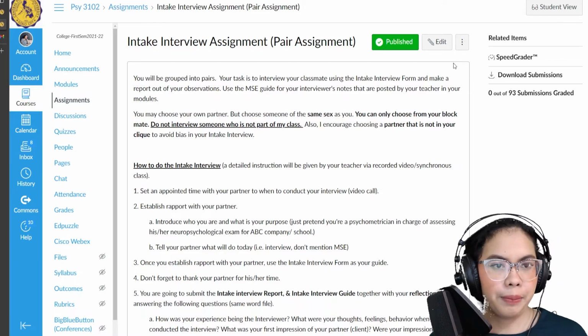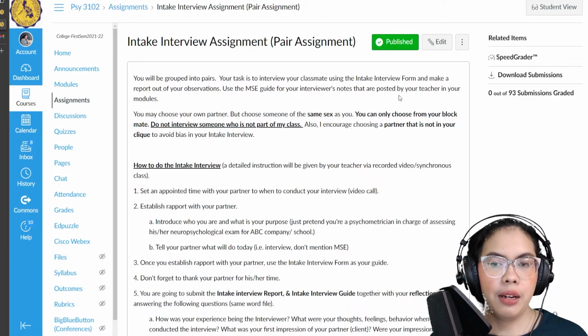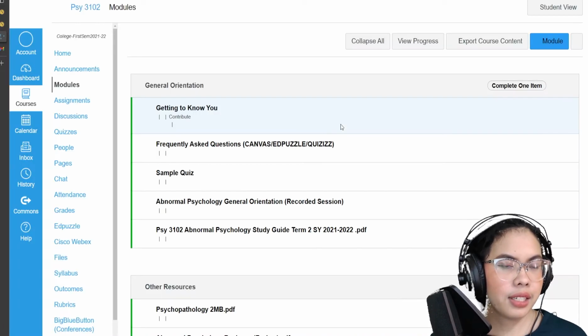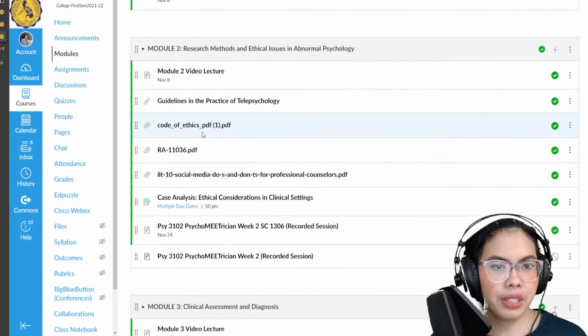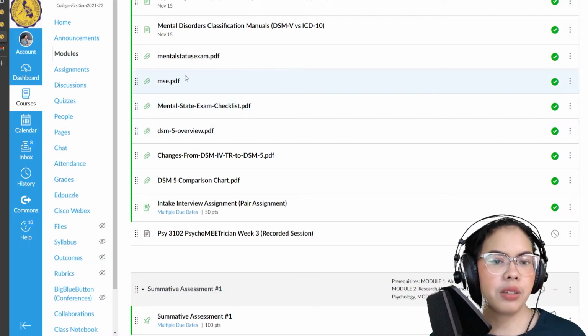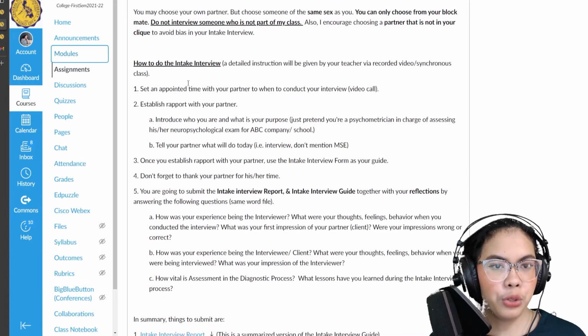So, for your interview assignment, like I said, you are going to be grouped into pairs. So, pili kamo sang partner nyo. And I think we have done that already and arranged. And you will use the MSE for your interviewer's notes that are posted by your teacher in your modules. So, sa inyo nga daan nga modules, nabutang ko na ang mga about sa MSE, Mental Status Exam Checklist. So, tanan, nabutang ko na da. You may use that.